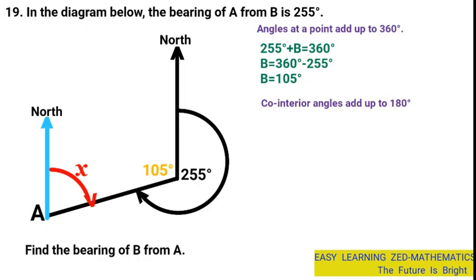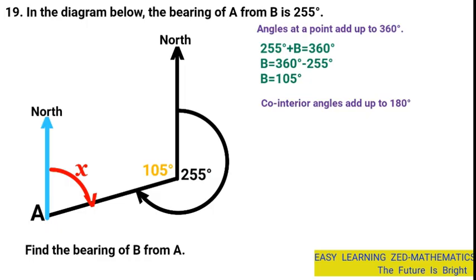Since they are parallel to each other, the line AB becomes a transversal line. That means angle X and 105 degrees become co-interior angles, and they should add up to 180 degrees. So we're going to come up with an expression which is X plus 105 degrees is equal to 180 degrees.